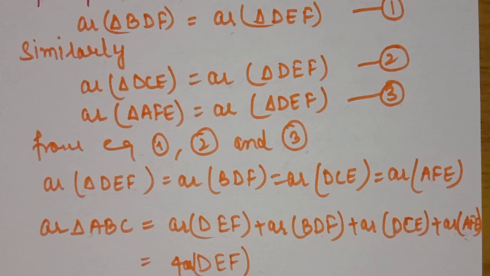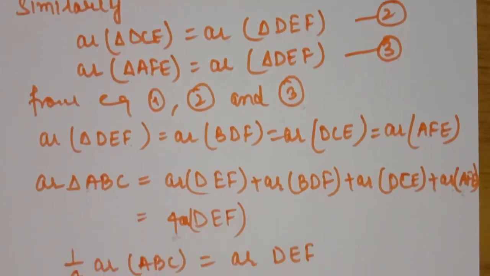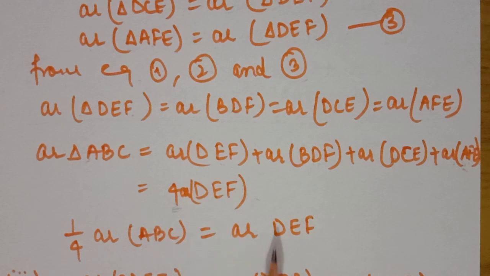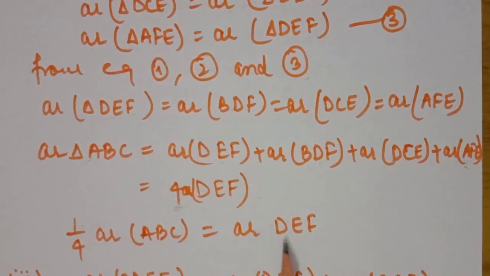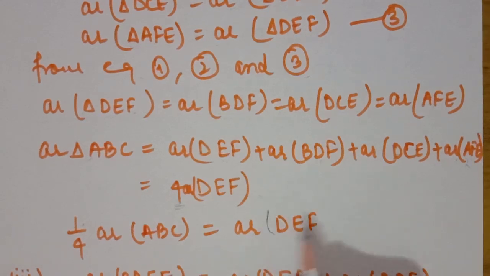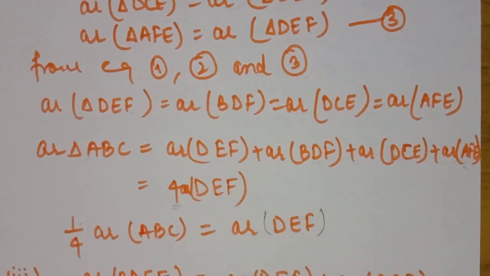This 4 is multiplied here. When we shift it to the other side, it will be present in division. So 1/4 area of triangle ABC is equal to the area of triangle DEF. So students, this is your second part. We already proved the first and second part. Now the third part of the question.